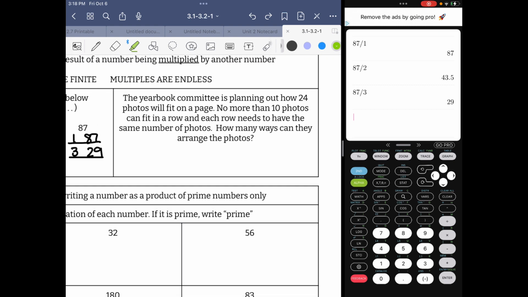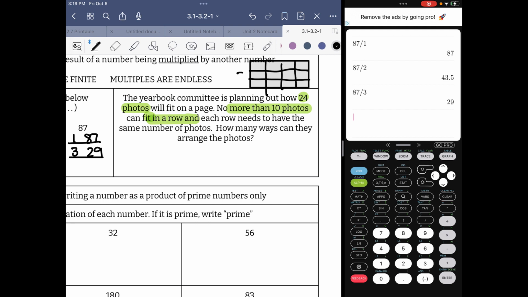Okay, now let's talk about the yearbook committee. The yearbook committee is planning out how 24 photos will fit on a page, but we can't put more than 10 photos in a row. Okay, so think about there's only so much space. So this involves factors because when you line out photos on a page, you're basically doing rows and columns.